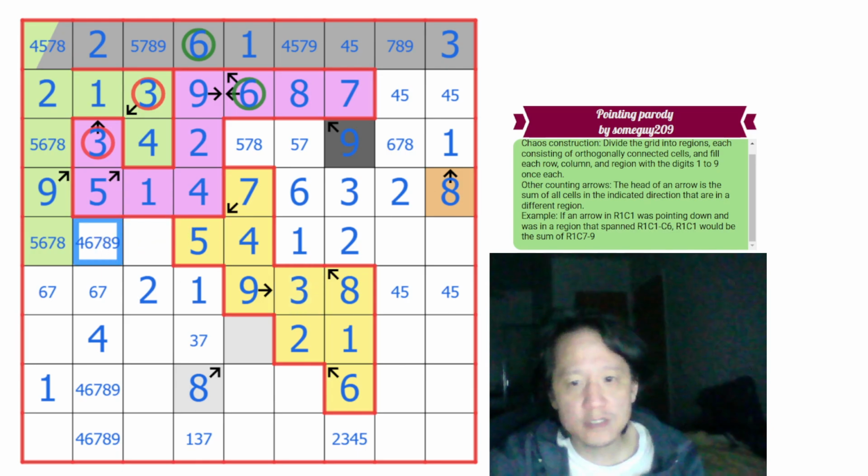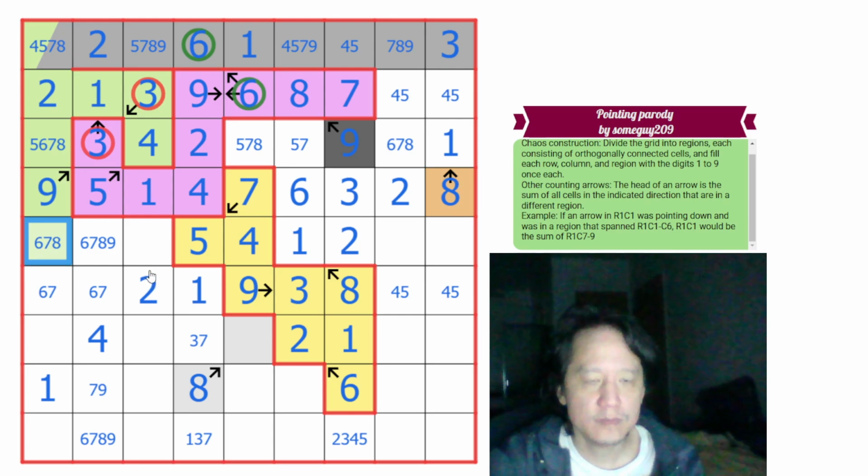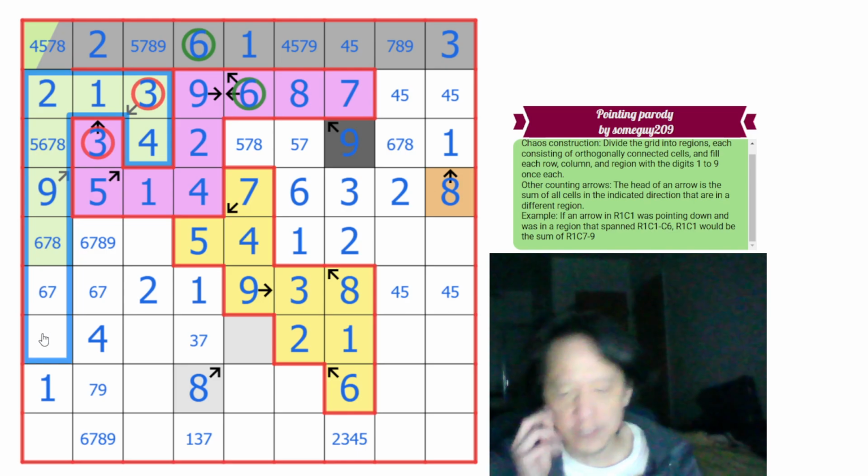Okay, so this can't be 4. These can't be 4 either. This can't be 6 or 8. This can't be 5. So this is 1, 2, 3, 4, 5, 6, 7, 8. And it could go down here as a 9.